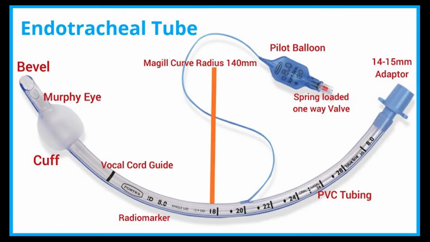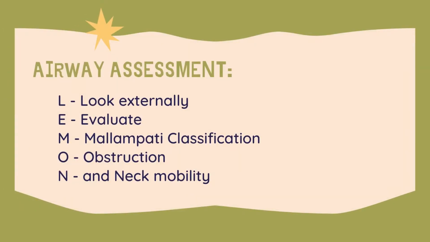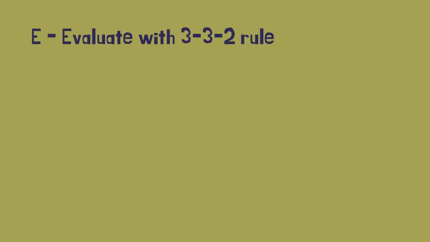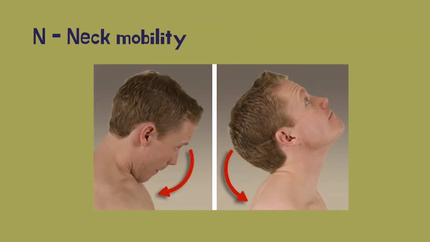Make sure that the endotracheal tube to be used has no perforations by injecting 10 cc PNS into the cuff. For the procedure, first, perform airway assessment. Look externally, such as large incisors, dentures, large tongue, short neck, and obesity. Evaluate with 3:3:2 rule, the Mallampati classification, obstruction, and neck mobility.